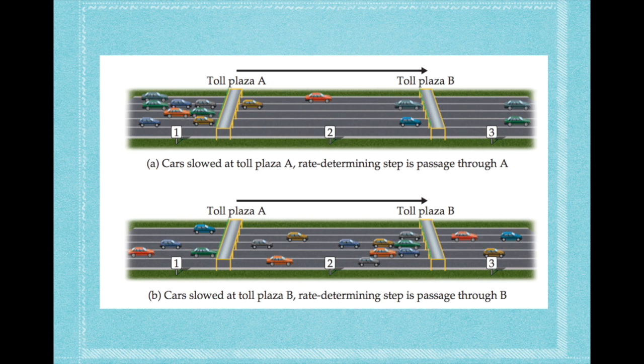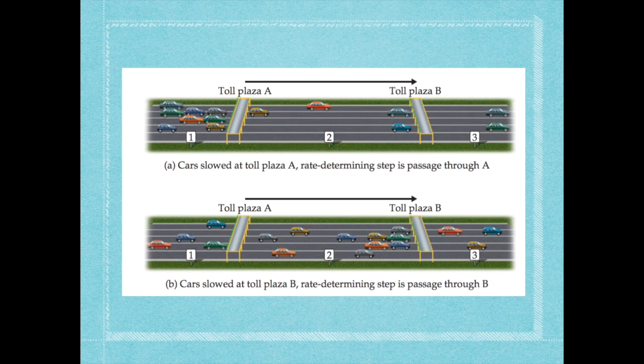Here you've got cars and you've got toll plazas. Now, if you think about it, if toll plaza A is the rate determining step, what that means is that because the teller is so slow, it dictates how quickly cars will be able to get through to point 3. It dictates the amount of traffic. Now, in contrast, if toll plaza B is the rate determining step, then cars can just speed through toll plaza A, so it doesn't dictate how many cars can get through to point 3. Instead, it's toll plaza B.